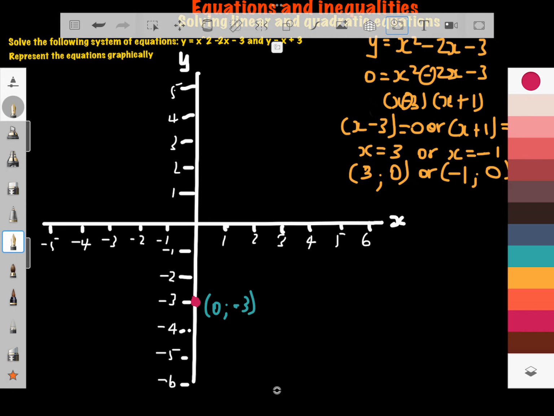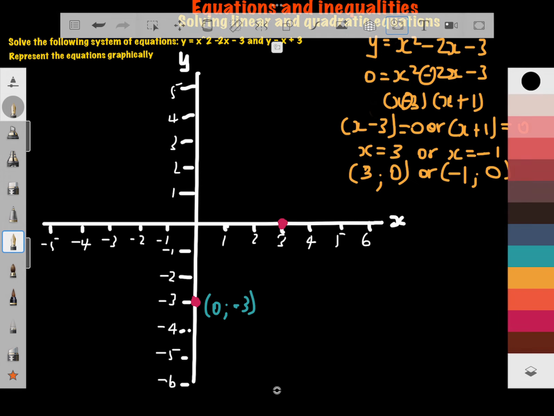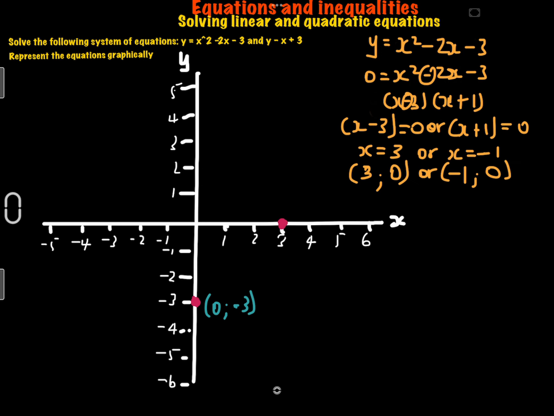So I need to indicate those on my Cartesian plane. x = 3, y = 0, that's the point there. And when x = -1, y = 0, that's the point there. Now I've indicated the intercepts on the Cartesian plane.